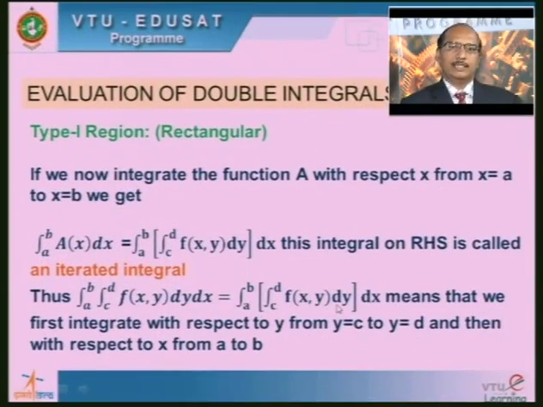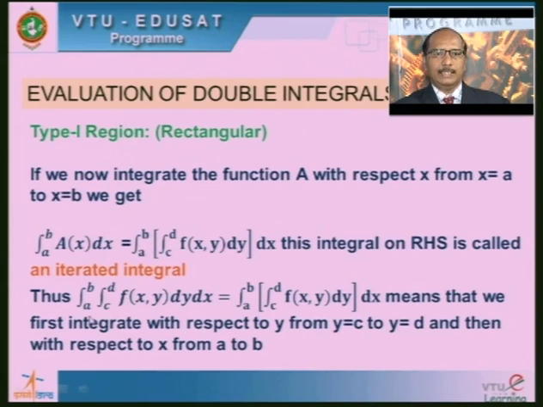We now integrate the function that is ax with respect to x from x equal to a to x equal to b. We get the integral a to b, the inner integral is ax dx, that equals the integral a to b, the inner integral is c to d f(x,y) dy, into dx. This integral on the right hand side is called an iterated integral, meaning we are integrating one by one, integration with respect to y, then integration with respect to x. This integral is called an iterated integral.